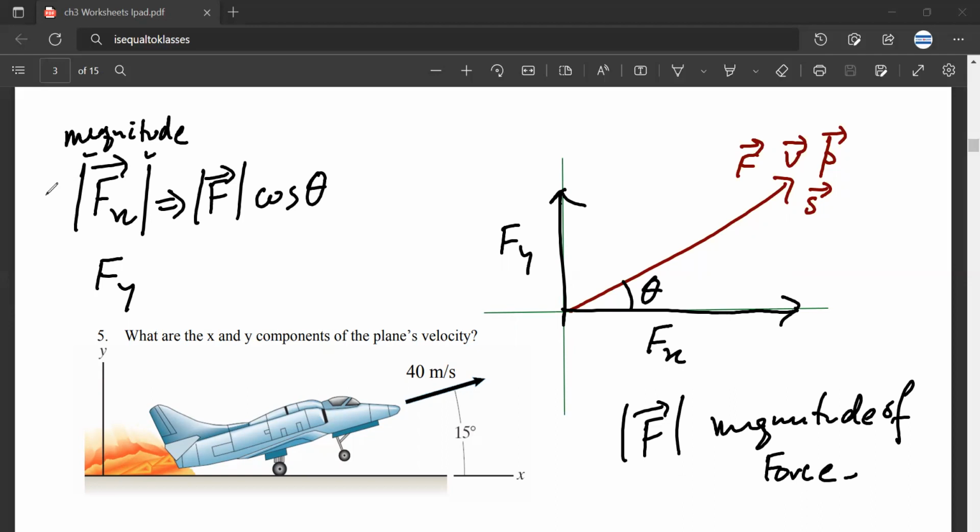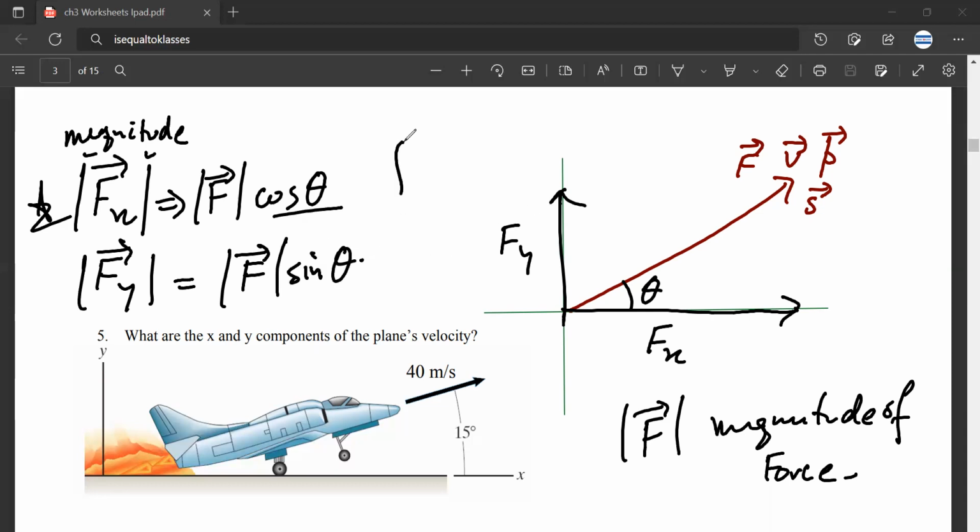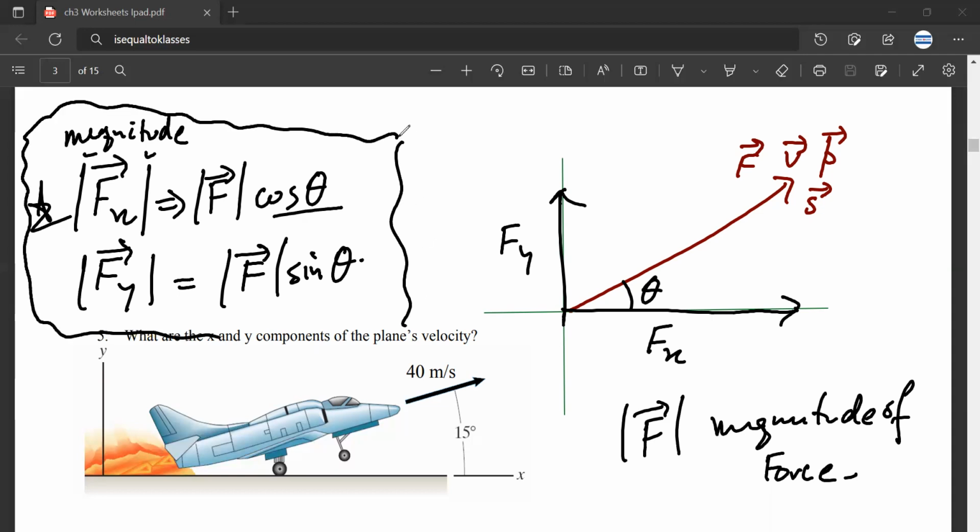So the x component of the force would be the magnitude of force into cos theta, and the y component of the force would be equal to the magnitude of the force into sine theta. Is it making sense? Yes. Can you note this down, Chris? Yes, sir.